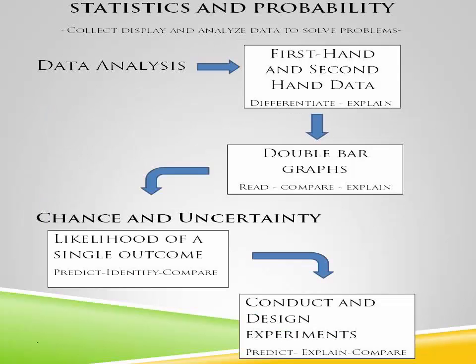In our next lesson, we will learn how the information provided from first-hand data and second-hand data can be used to create a table, like the one we saw Sally make. From there, we will be able to create a double bar graph, which is a graphic representation of information created from data. This concludes our lesson on first-hand data and second-hand data.